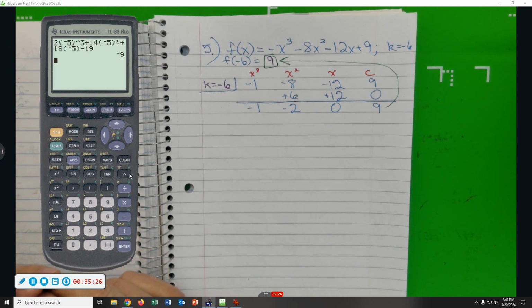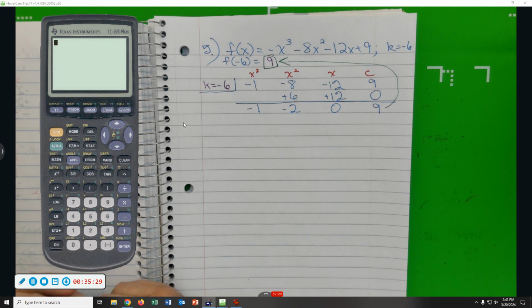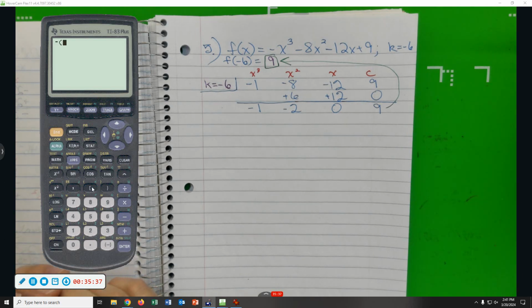But if you're going to plug it in, make sure you have a negative right here, so I hit negative, and then in place of the x, I put a negative 6 in parentheses, and you're raising a negative number to a power. It has to be in parentheses. Let's just calculate it. This is good.